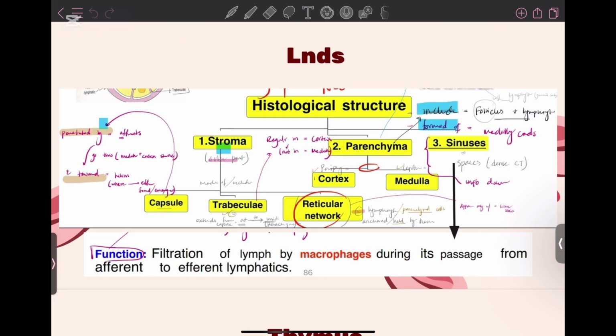For the lymph nodes, what you need to know is that there are general features, which are the stroma. And this stroma includes the capsule and the trabeculae. Plus, it includes a reticular network. Now, this reticular network is a specific feature for the lymph nodes, and you may not find it in the other lymphoid tissues, but the capsule and the trabeculae are going to be there.